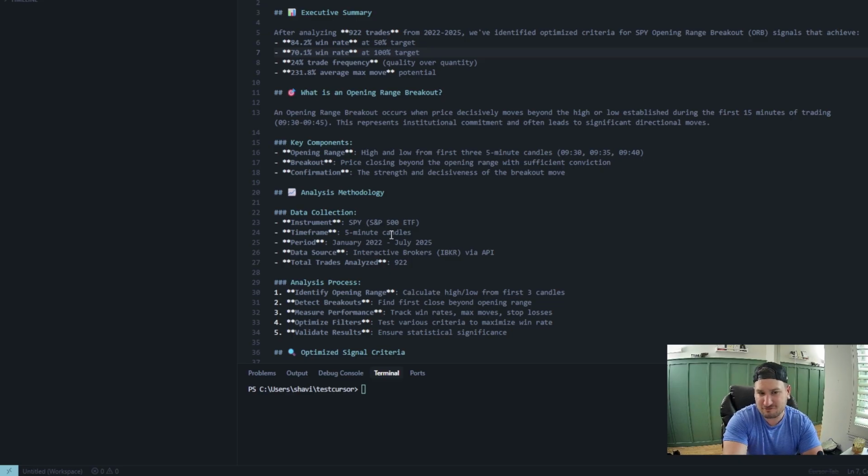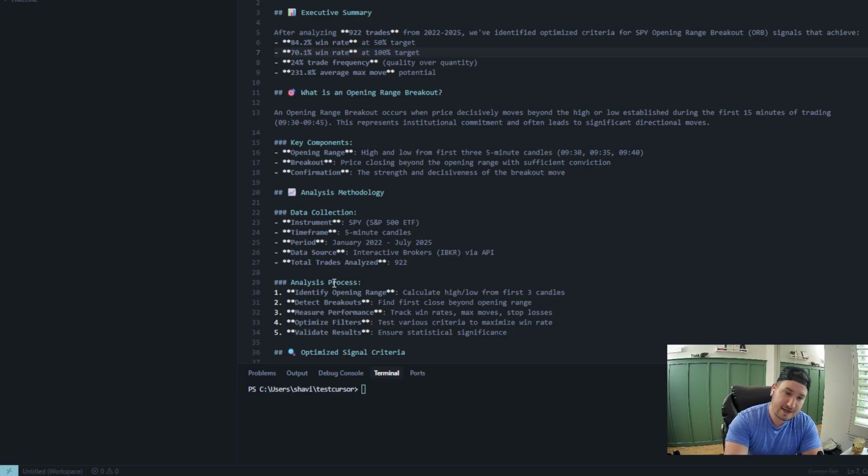We're using the 5-minute candles, basically the first, second, and third 5-minute candles give us the 15-minute range. The period is going to be from January of 2022 to July of 2025. Data source, I'm using the IBKR API. That's what I have subscriptions for, and we have analyzed a total of 922 trades in this time period.